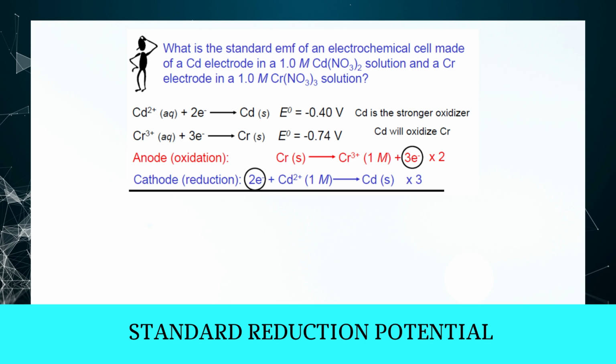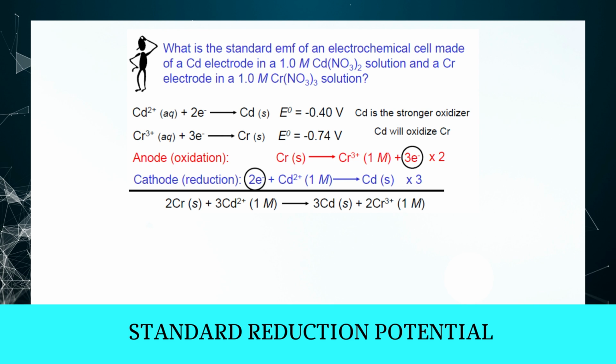Well done. At the anode, chromium electrode, we lose electrons to produce chromium 3 plus. And at the cathode, cadmium 2 plus in the electrolyte will accept 2 electrons to produce cadmium solid. Now to cancel out the electrons, the half equation at the anode is times 2 and the half equation at the cathode is times 3. So the net equation is 2Cr solid plus 3 cadmium 2 plus 1 molar produces 3 cadmium solid plus 2Cr3 plus 1 molar.